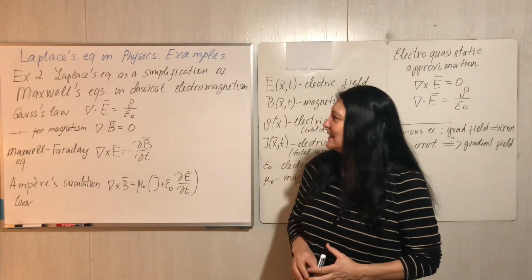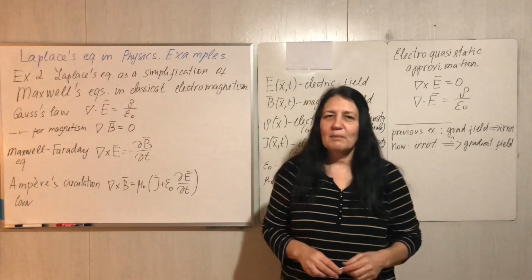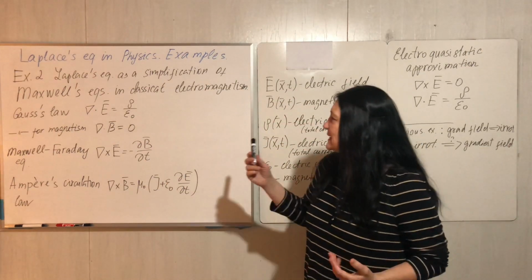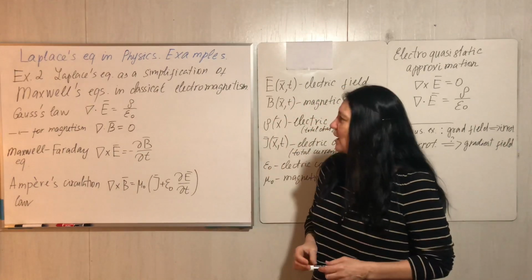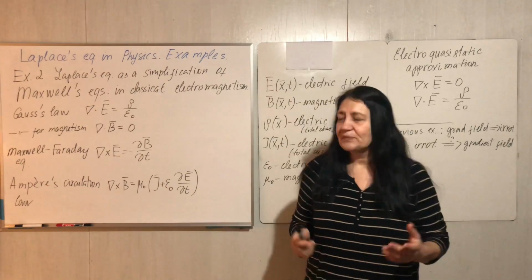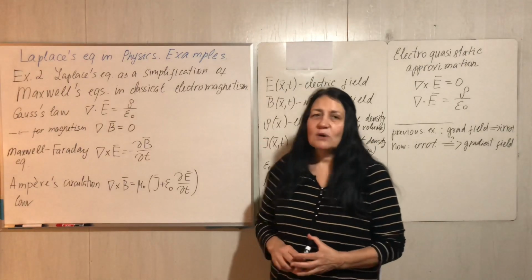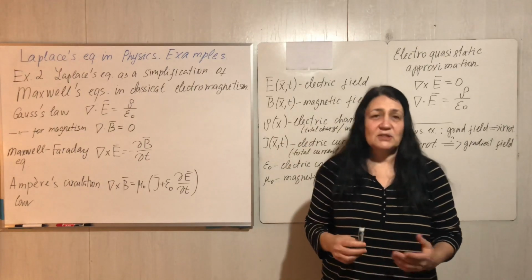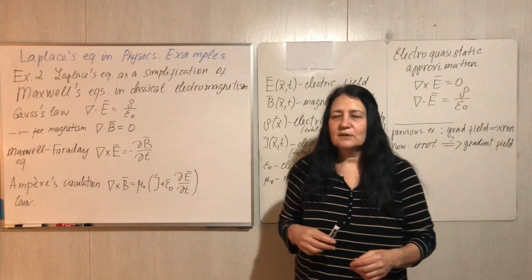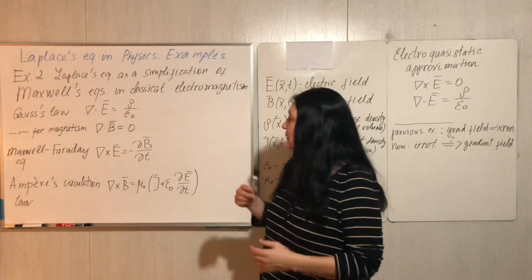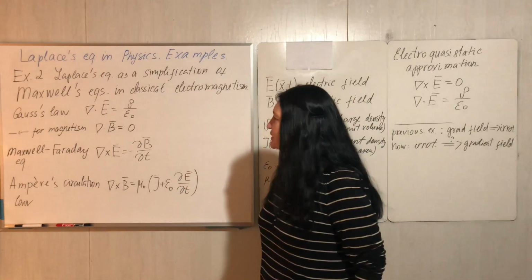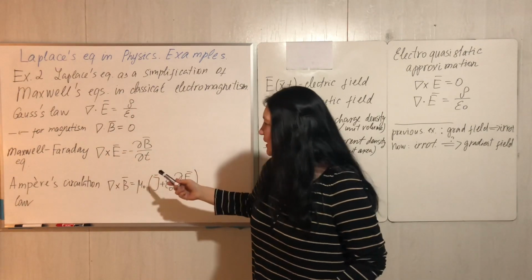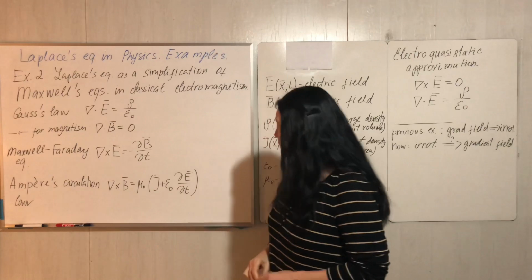Let's discuss another example. Let's discuss Maxwell's equations and see how the Laplace equation can be a simplification in a certain situation of Maxwell's equations in classical electromagnetism. So Maxwell's equations are a set of partial differential equations, and this is a set of coupled equations. So it involves Gauss's law for magnetism, Maxwell-Faraday's equation, and Ampere's circulation law.